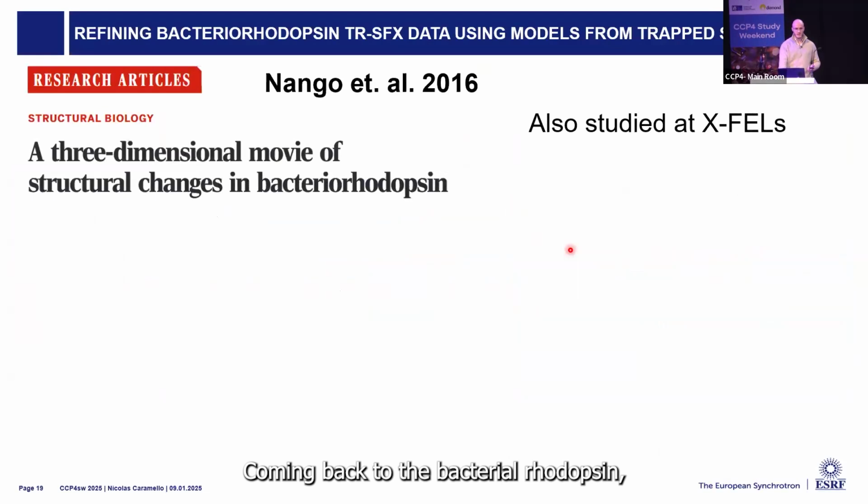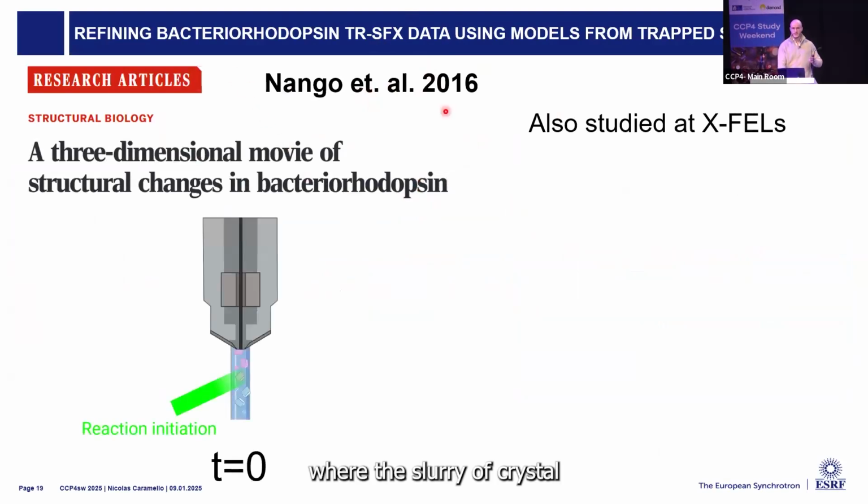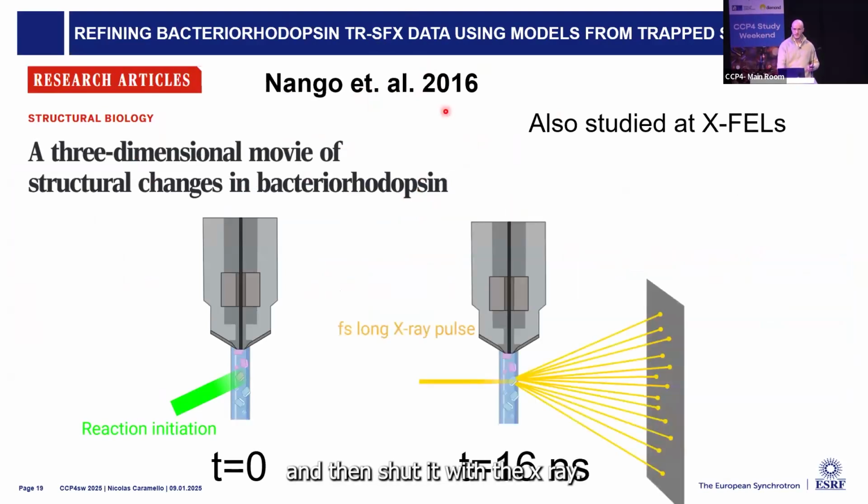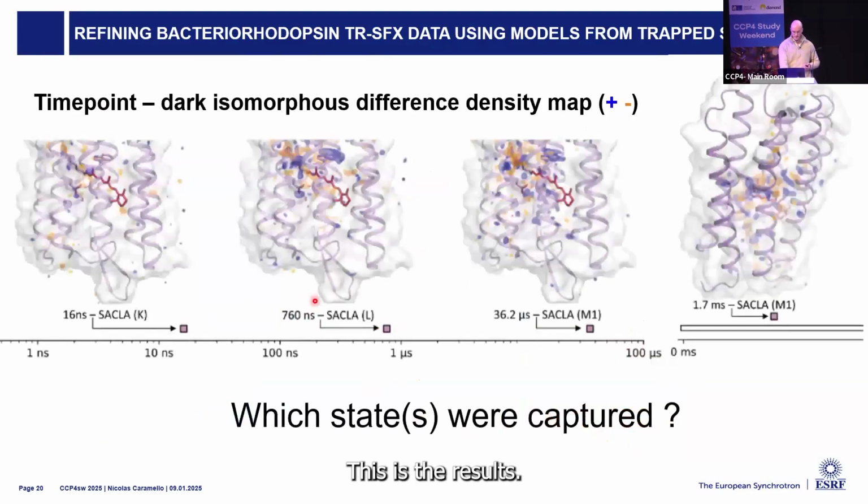Coming back to the bacteriorhodopsin, it's actually also been studied at X-ray free electron lasers in 2016. This is the study where they fed a slurry of crystals continuously in front of a green laser to start the reaction, and then shot it with the X-FEL beam to collect the diffraction pattern, for instance, 16 nanoseconds after the beginning of the cycle. This is the result. So you can see these beautiful isomorphous difference map patterns building up over time within the entire protein. But the question is, which state or states were in those crystals at that time?